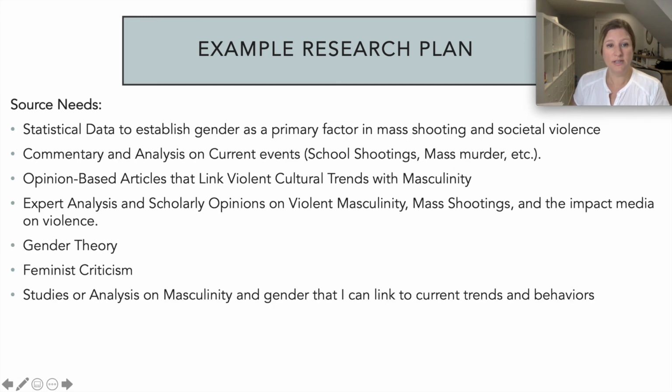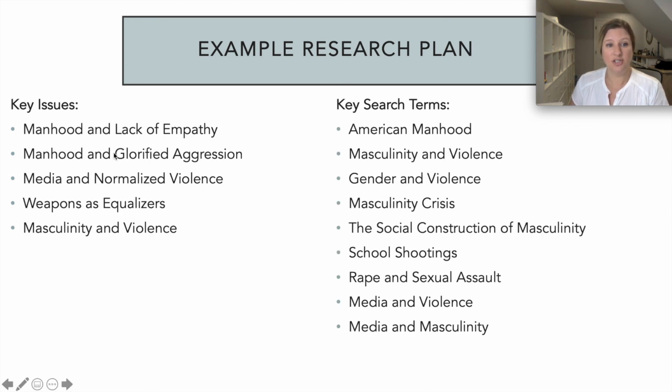The source needs, first a list of the kind of statistical data, commentary and analysis, opinion-based articles, expert analysis and scholarly opinions, gender theory, feminist criticism, and studies or analysis on masculinity. So they give a detailed list of the needs that they will have to meet when gathering sources for their annotated bibliography. Then the key issues that they're going to investigate, along with the search terms that they're going to use.